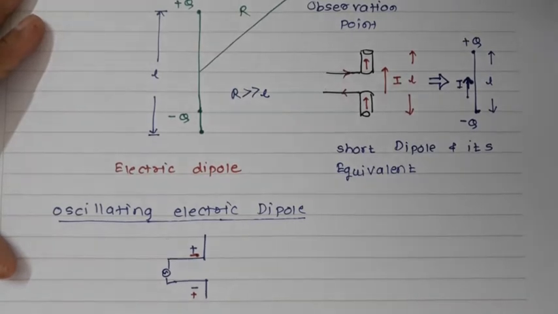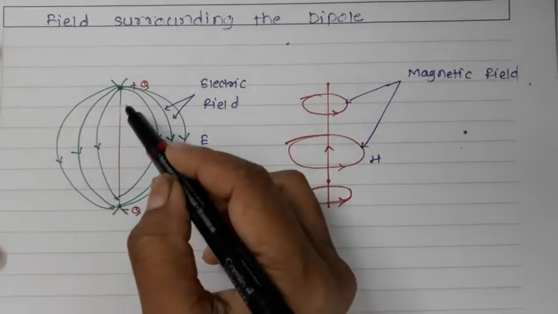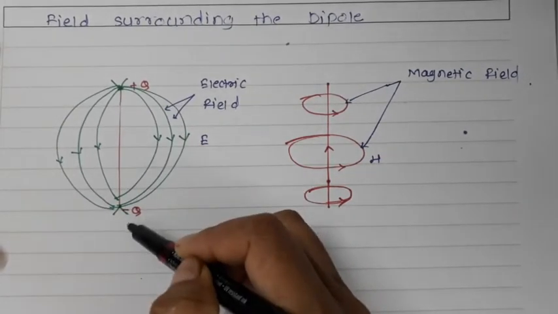Now let us talk about the field surrounding the dipole. Here, due to the charges, there will be a voltage between the two halves of the dipole.